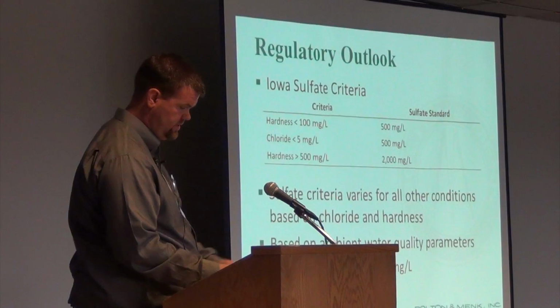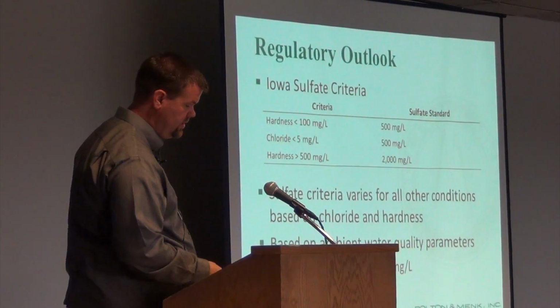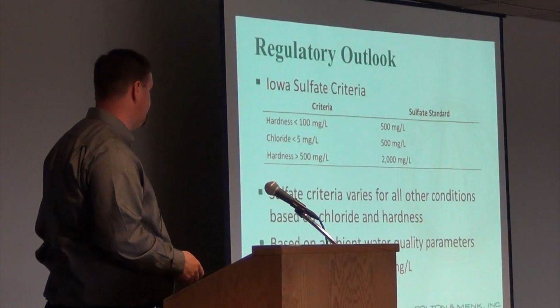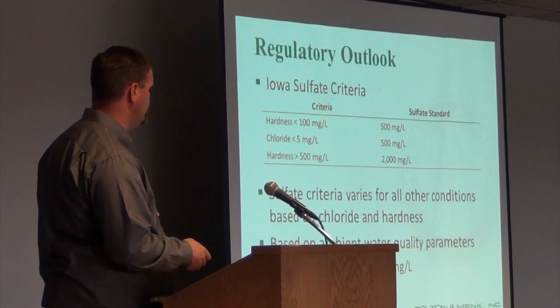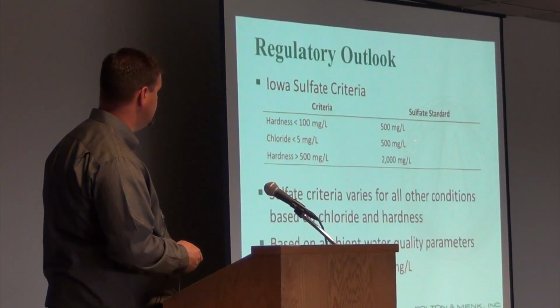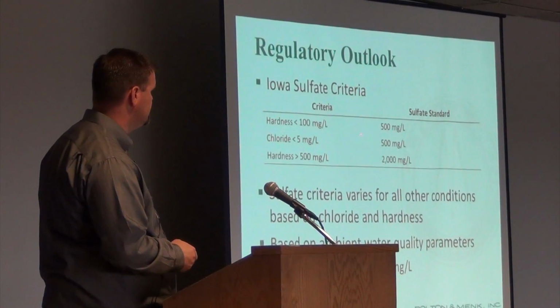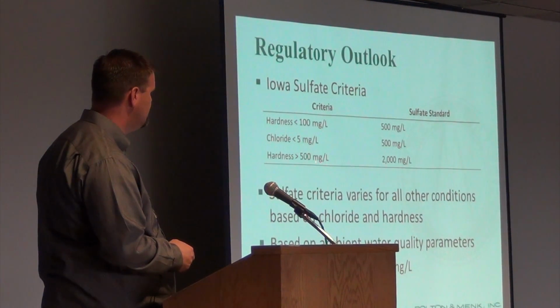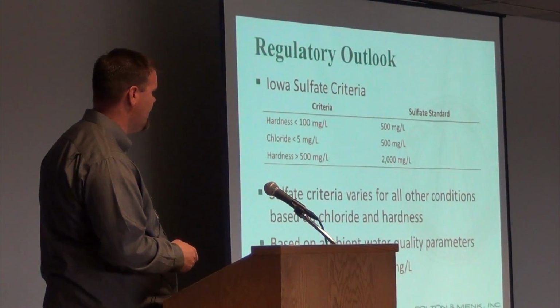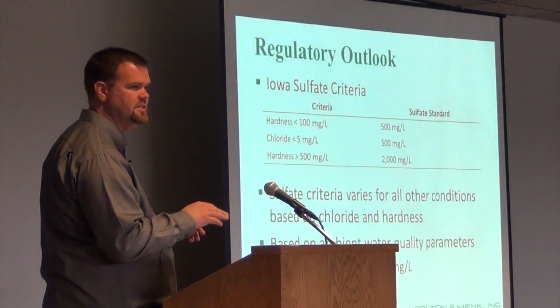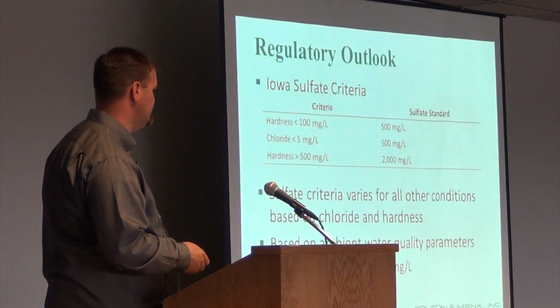For sulfates, as I mentioned, it varies based on chloride and hardness. This is one part of that matrix. If your hardness is less than 100, you've got a sulfate standard of 5 milligrams per liter, and chloride is less than 5 milligrams per liter. If hardness is over 500, then it goes up to the maximum, and it varies in between there with a certain equation.